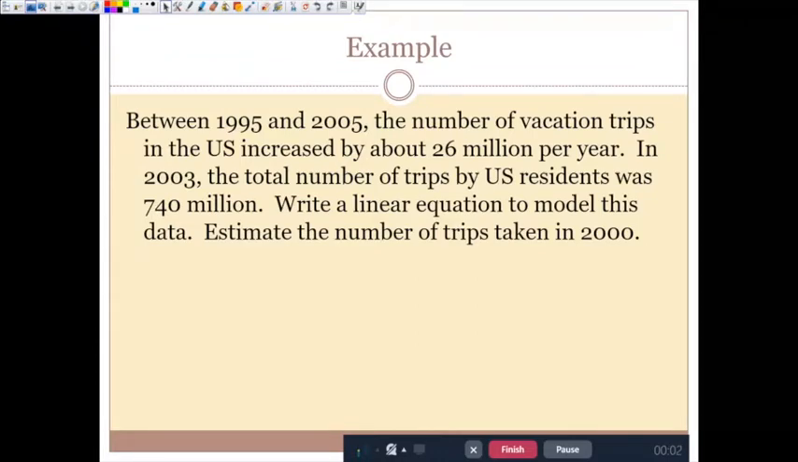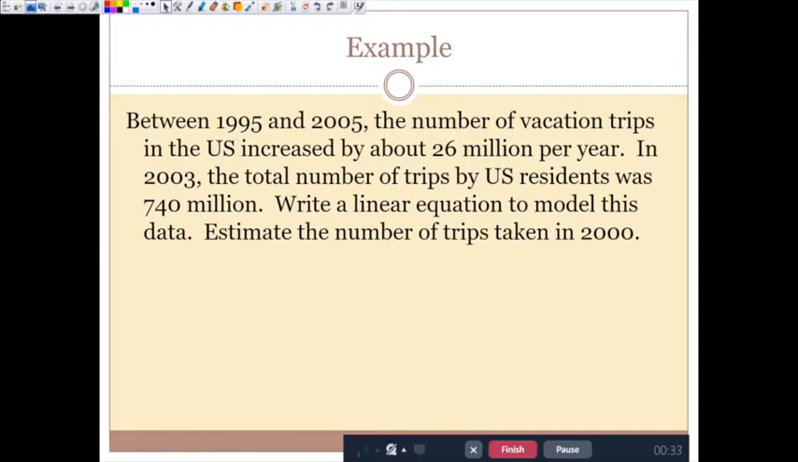So between 1995 and 2005, the number of vacation trips in the U.S. increased by 26 million per year. In 2003, the total number of trips by U.S. residents was 740 million. Write a linear equation to model this data. Estimate the number of trips taken in 2000. So the first thing that we have to do is write a linear equation to represent this model.